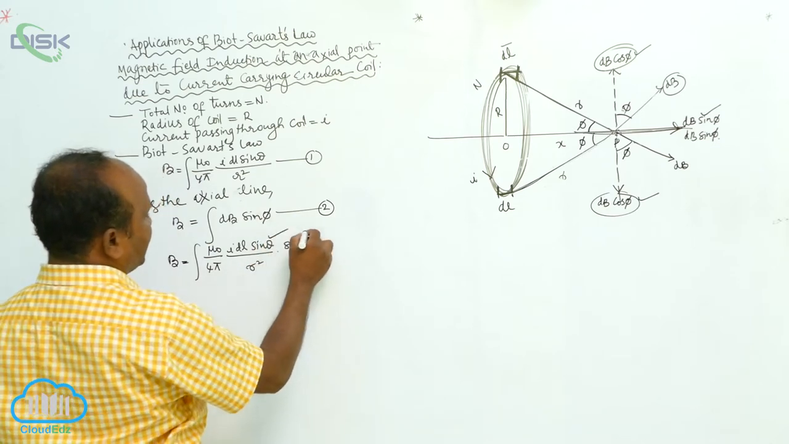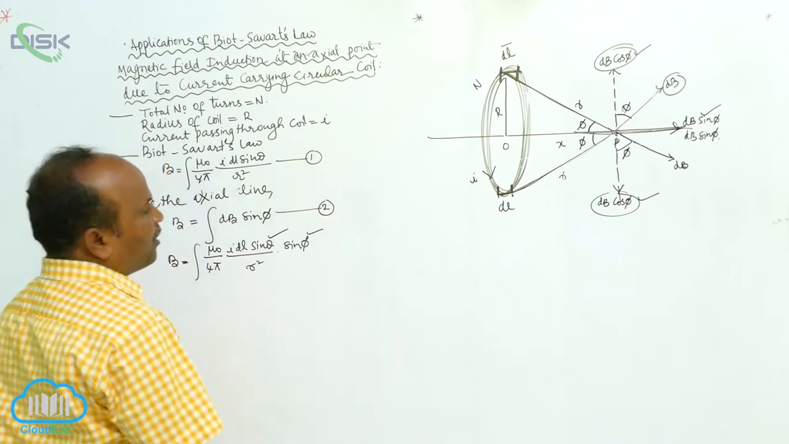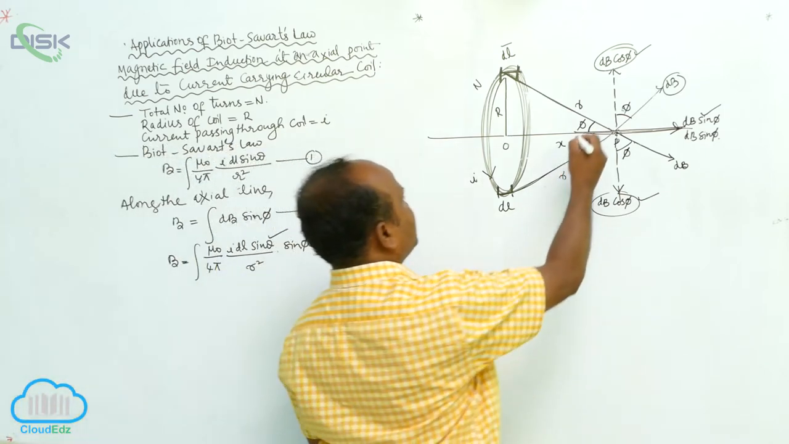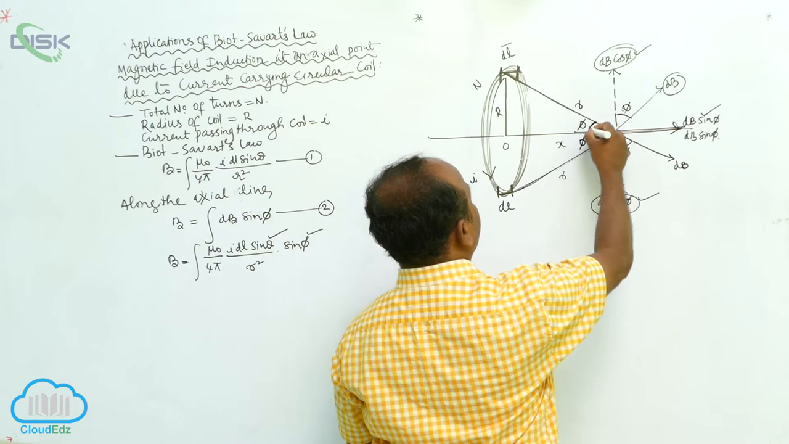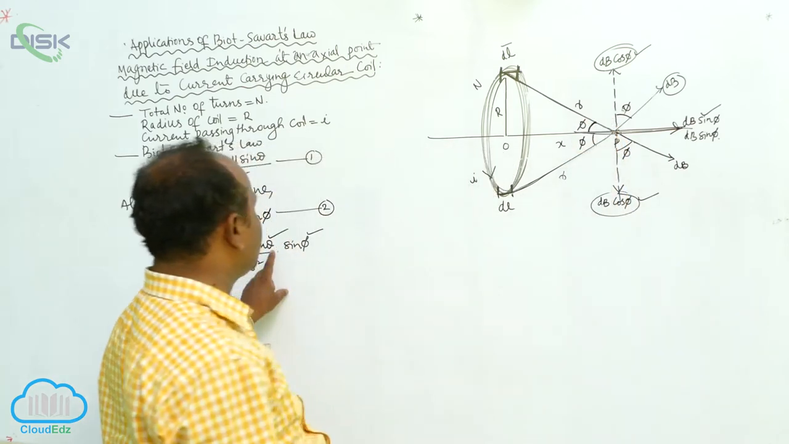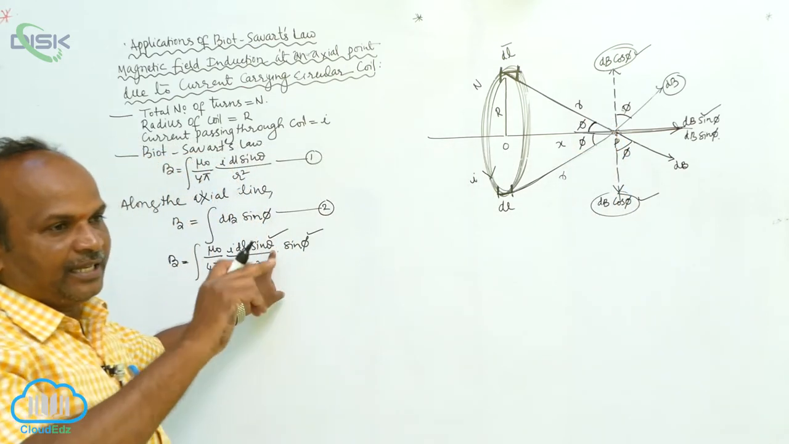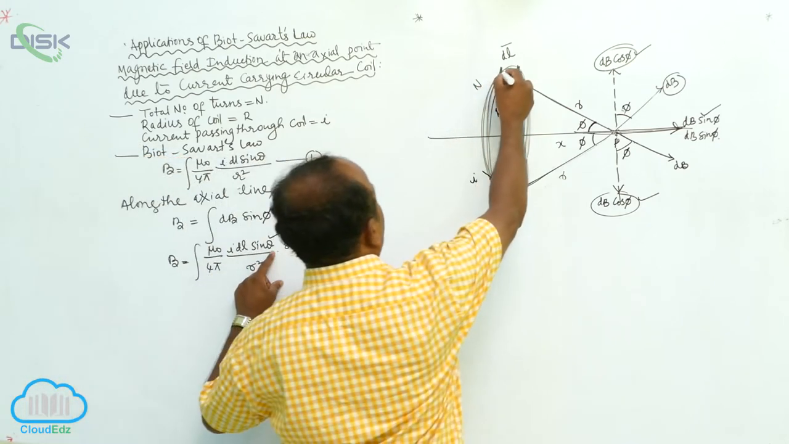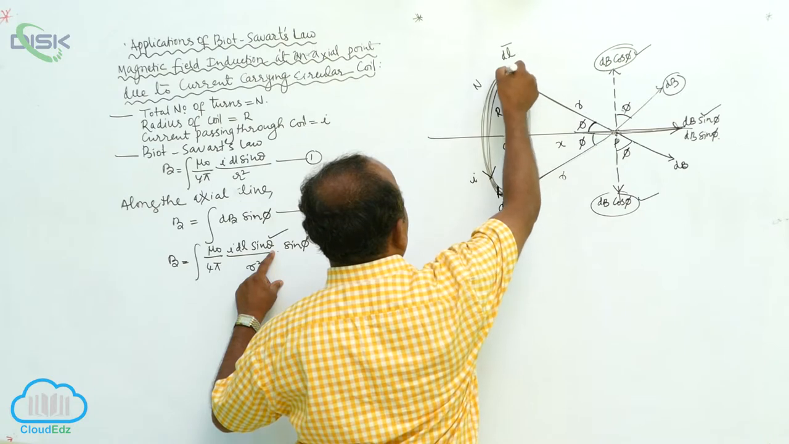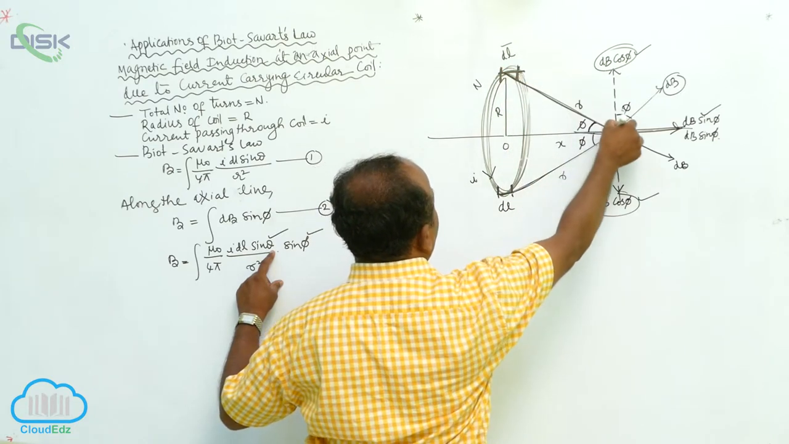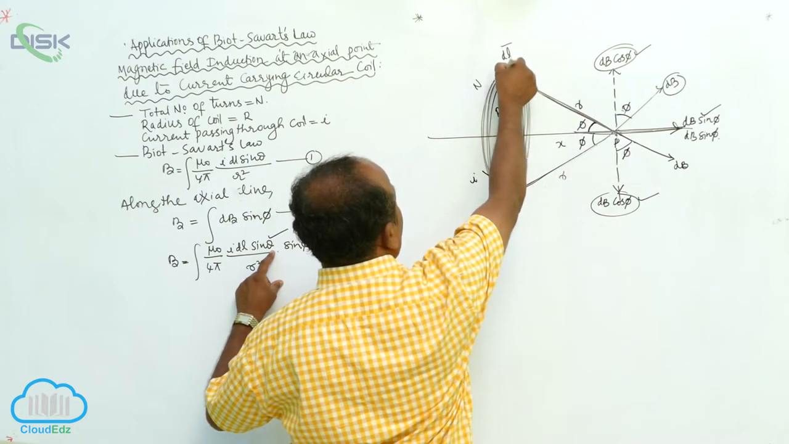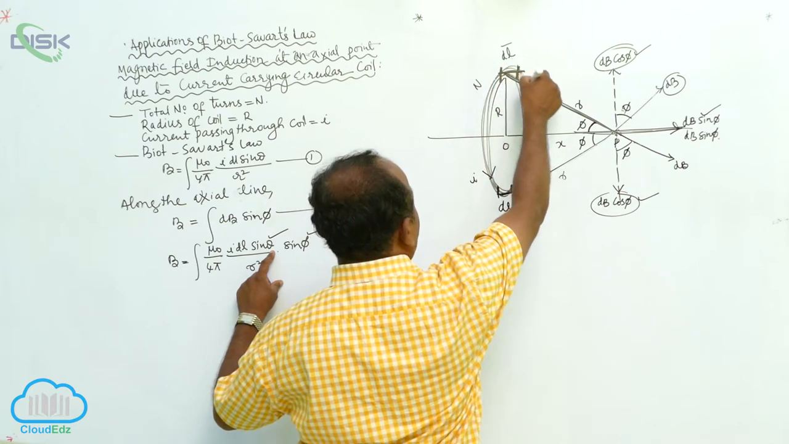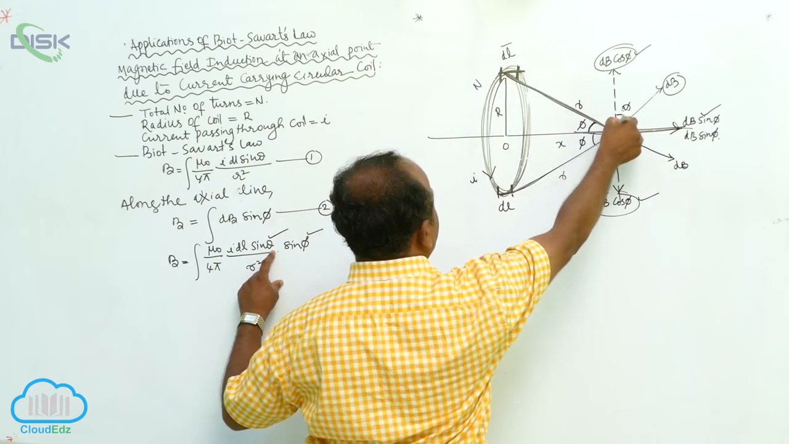Here angle theta is there, angle phi is there. Now what is the angle phi? This is the angle phi. What is the theta in the Biot-Savart law? It is the angle between the current element and the line joining the current element to the point where the magnetic field induction is calculated.